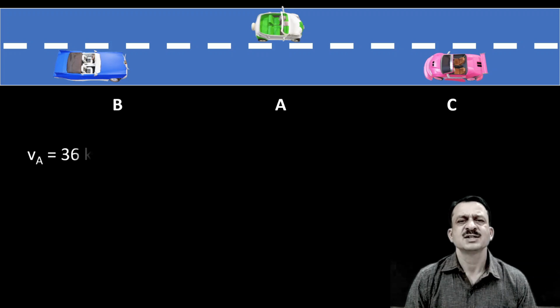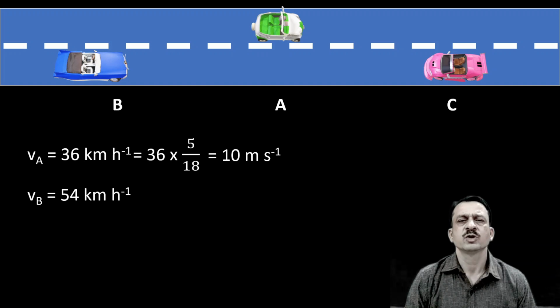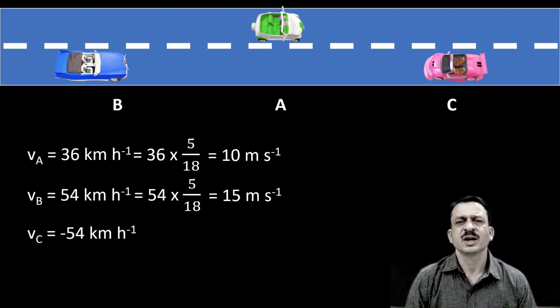Now we will work out the velocities of the three cars. VA is given as 36 km per hour. If I calculate in terms of meter per second, it is 10 meter per second. Similarly, we will work out VB, which is 54 km per hour. In meter per second, it is 15 meter per second. It is moving in the same direction, towards the right, which we take as positive. But car C is moving in the opposite direction, therefore its velocity is minus 54 km per hour. In terms of meter per second, it is minus 15 meter per second.